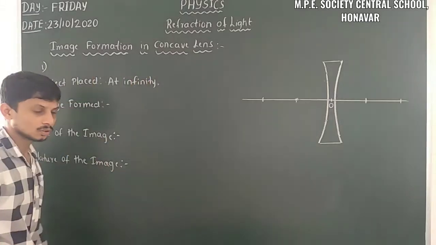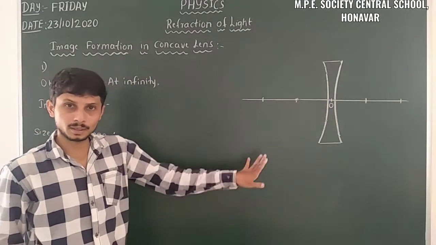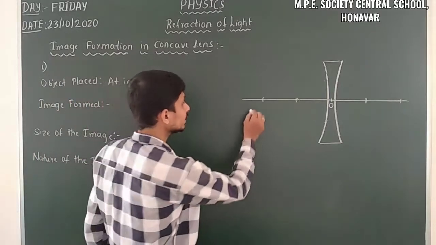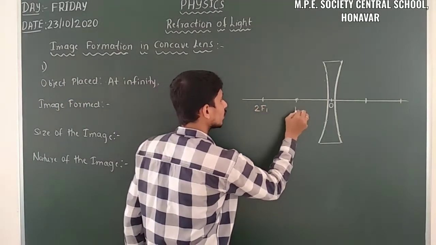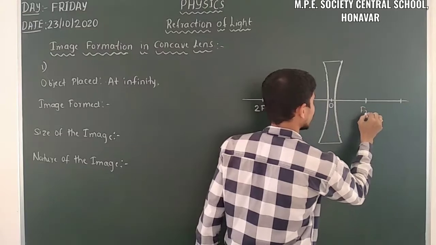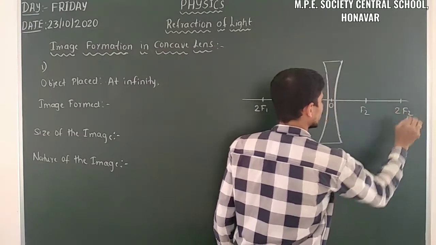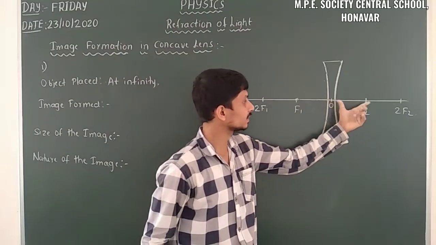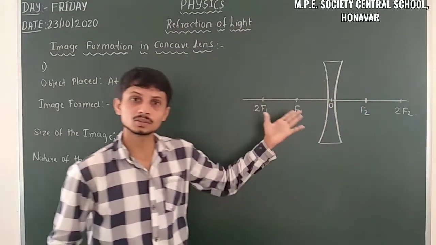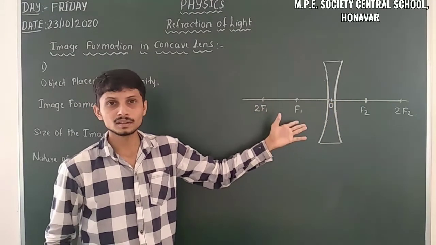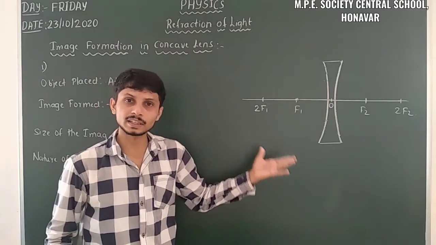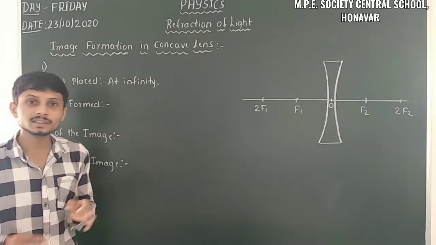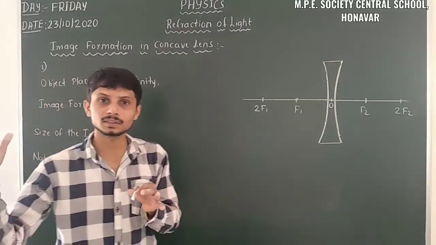Yes. So before going to the ray behavior or image formation, we have to write some of the parameters, that is 2f1, here f1, here it is f2, and here it is 2f2. That means this distance is equal to this distance and this distance is equal to this distance. So likewise we have to draw. Then the image formation we can get easily.